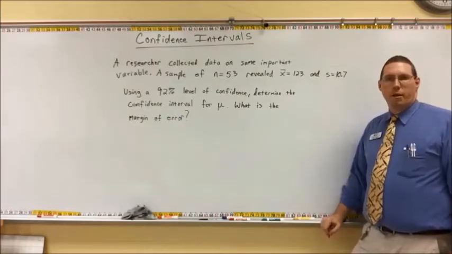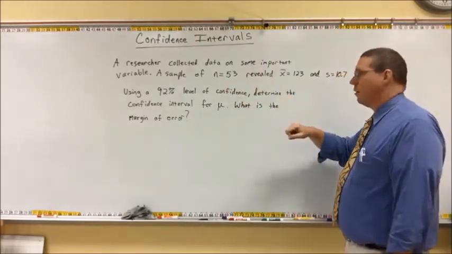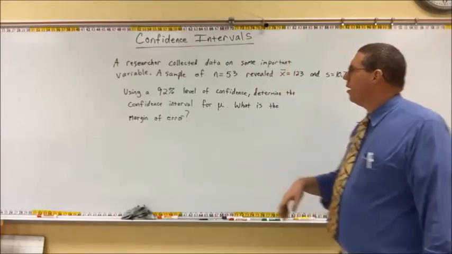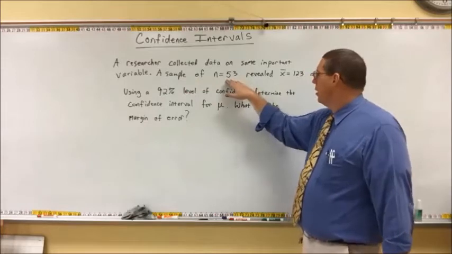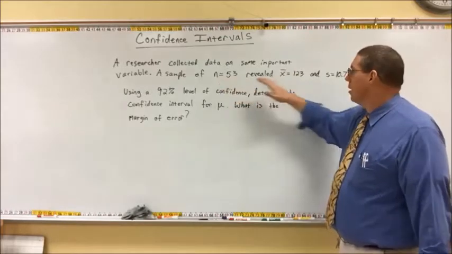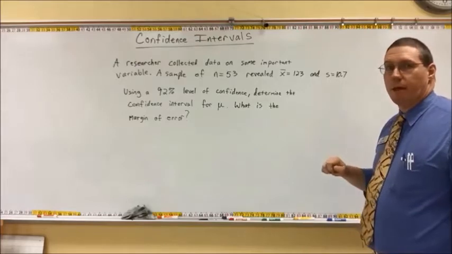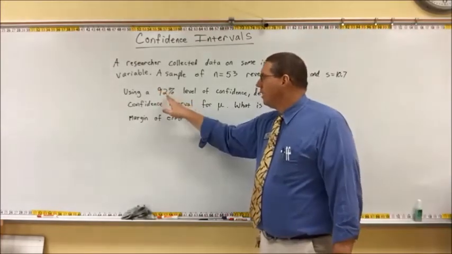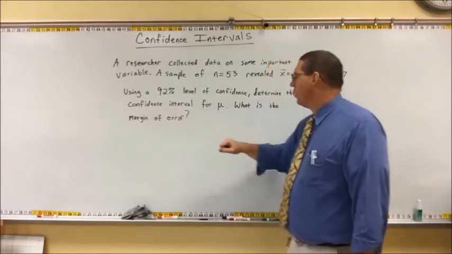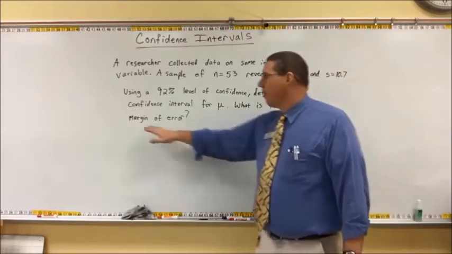All right, folks, here's the question. We got some researcher out there in the world. He or she collected some data on some important variable, right? A sample of 53 revealed that the sample mean is 123 and the sample standard deviation is 10.7. And here's what it says. It says, using a 92% level of confidence, determine the confidence interval for mu. Also, what is the margin of error?